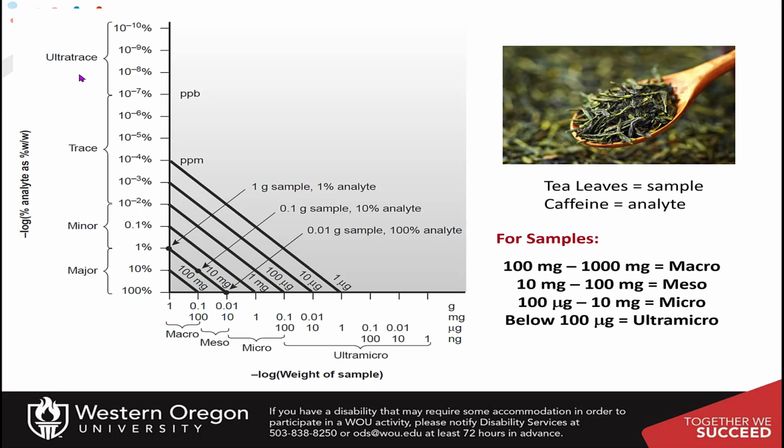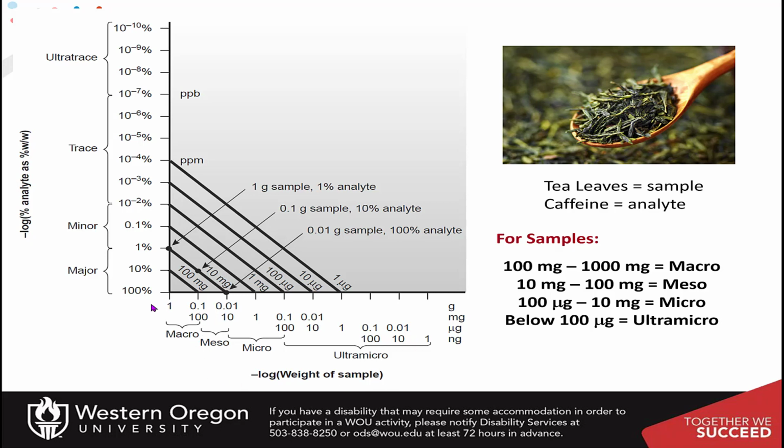So if your analyte only makes up a tiny, tiny, tiny percentage of your sample, this would be an ultra trace sample, and you would have to have very special methodology that could be able to detect sample in that range. So on the x-axis of the scale, this is a measure of how much sample that you actually have.